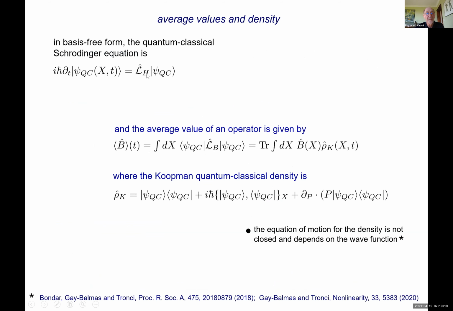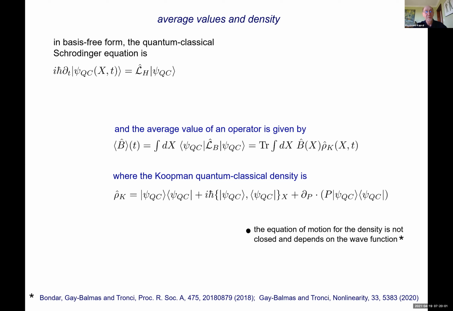Oh, that should have been a K. Sorry about that. With the Hamiltonian replaced by B. And you can also write that as the trace of a density matrix called rho K, but the Koopman quantum classical density matrix is a more complex form. And as shown in the papers by Bondor, Ibelmas, and Tronci, the equation for the density is quite complicated, and it is not closed. It depends on the wave function. So it's just the opposite from what you see for the quantum classical Liouville equation.